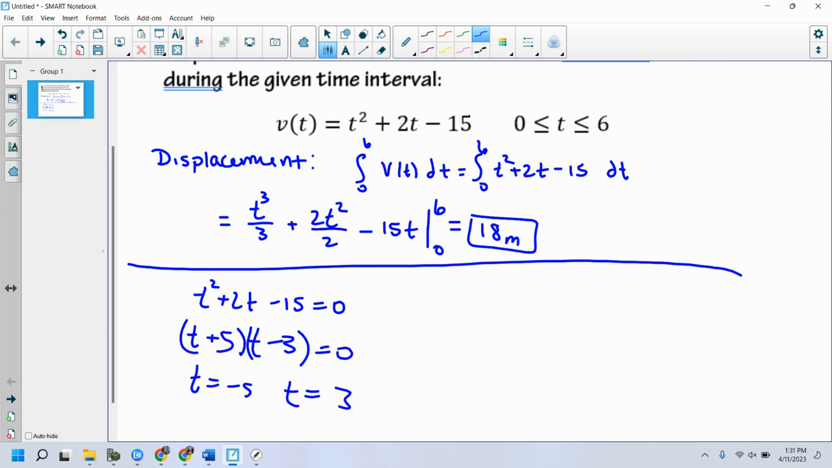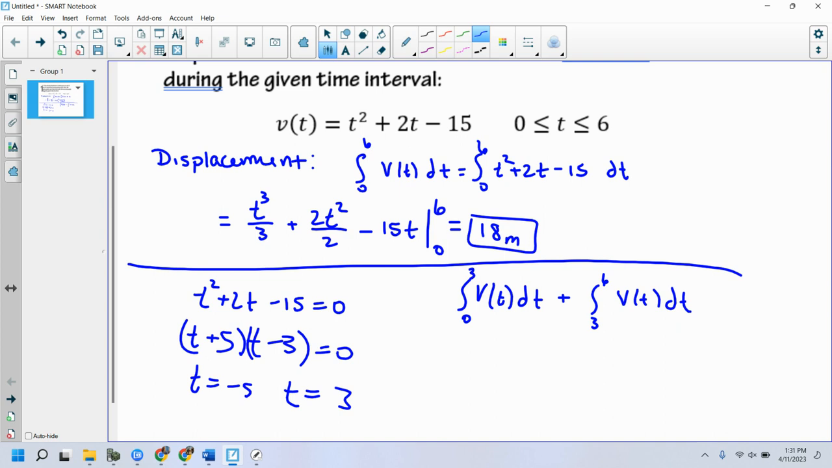So that means I'm going to find the integral from 0 to 3 of v(t) dt, and then I'm going to add it with the integral from 3 to 6 of v(t) dt. Now, one of these is negative, and I need to take the absolute value of that because I want total distance traveled. Let's figure out which one is going to be negative.